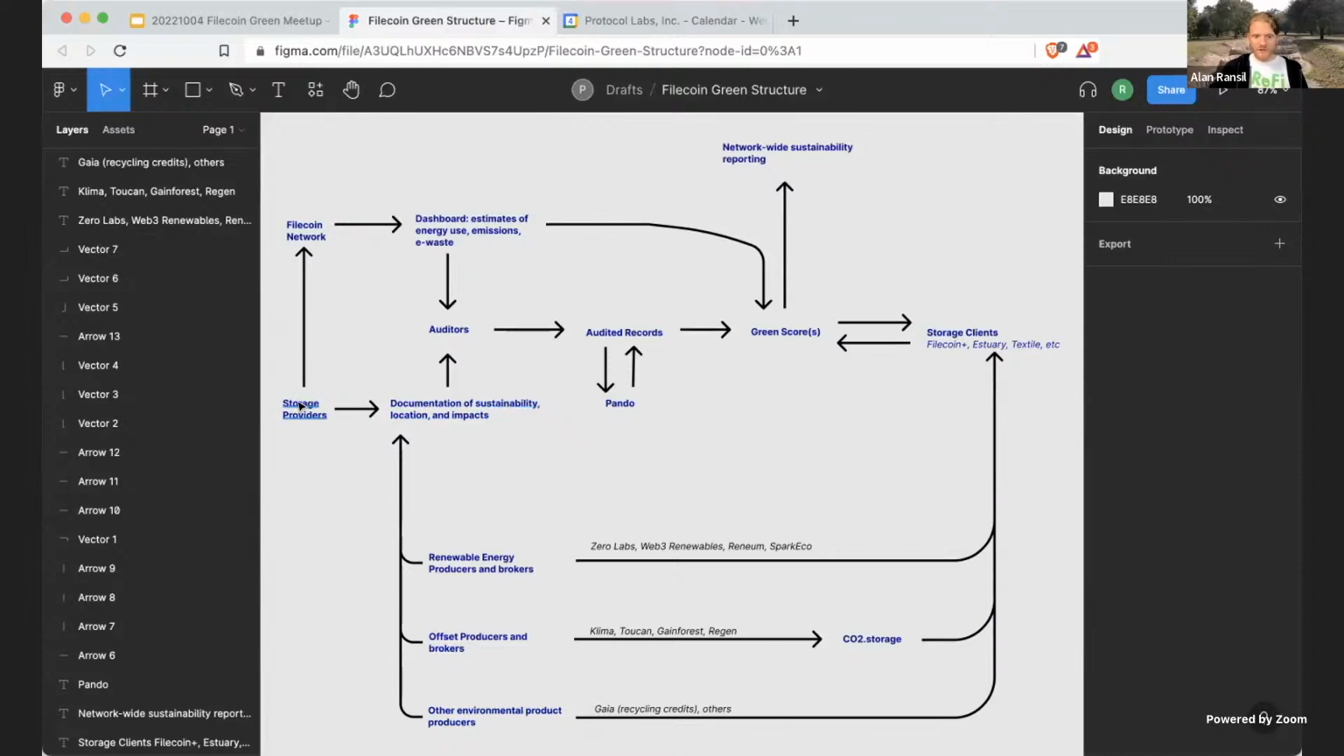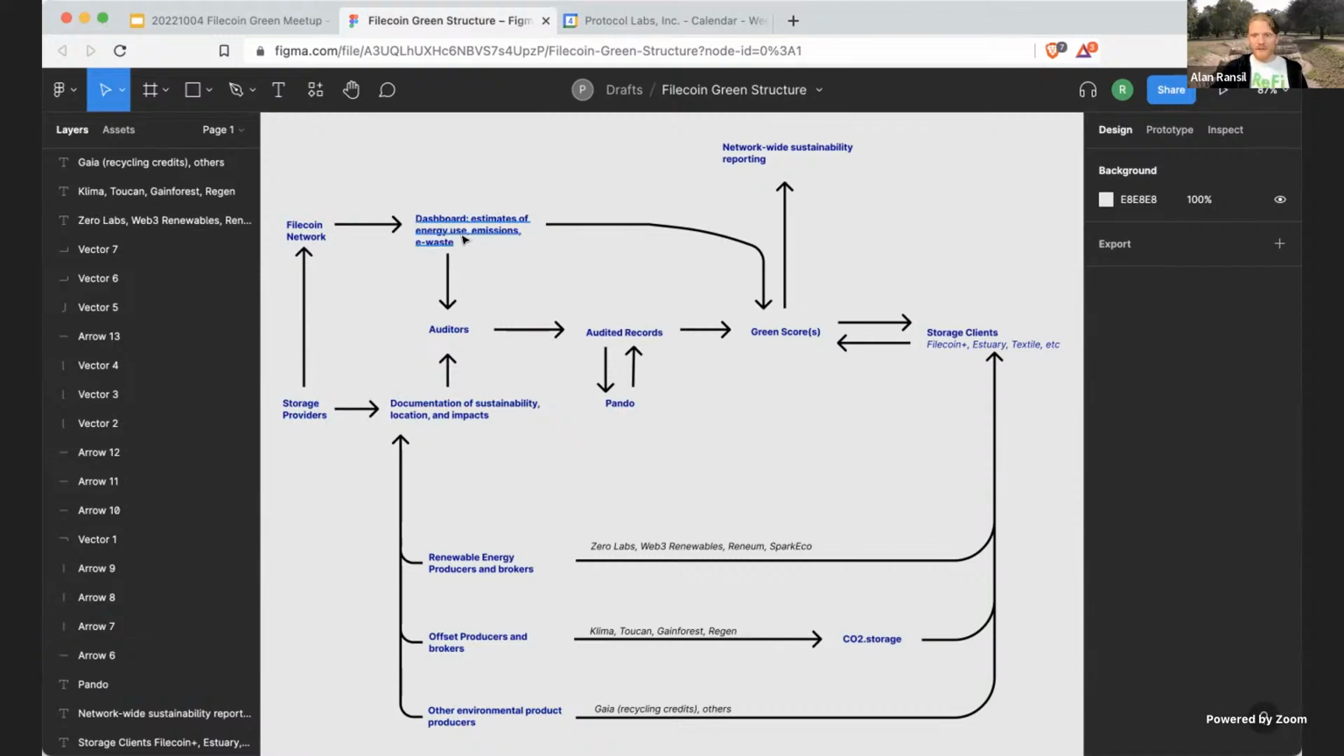So also something that storage providers can provide is documentation of their sustainability practices. Also things like their location, things like if they're buying renewable energy, they can supply that. We need some way of validating that information is right. So we're building this network of auditors who are able to attest to those inputs, and those audited records exist on Pando, on Estuary. The goal is for all of this to be Web3 native, right? So the auditors are going to be signing these records. Those records are going to exist, so you can look up for a given storage provider.